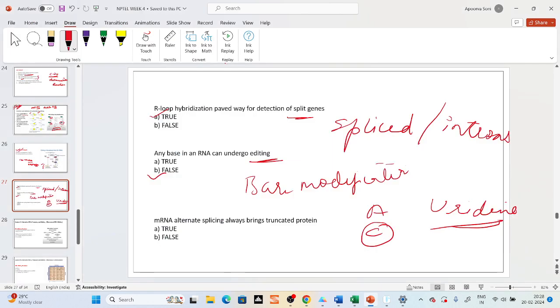Now the next question is, mRNA alternate splicing always brings truncated protein. True or false? Think. I'll give you a minute to think.